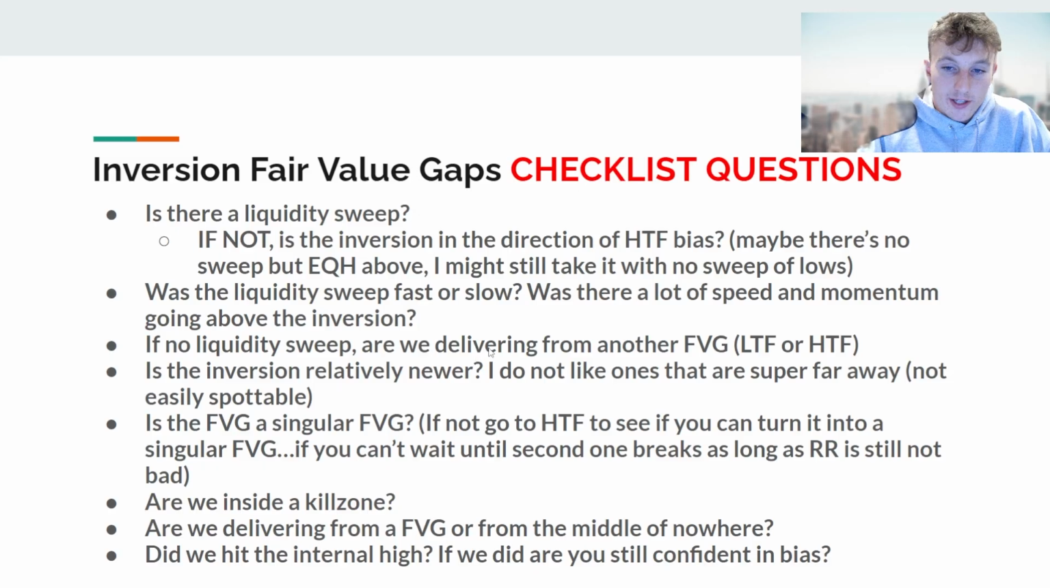If there's no liquidity sweep, are we delivering from another fair value gap, either from a lower time frame or a higher time frame one? Okay. If there's no liquidity sweep, you want to see us delivering from a fair value gap. If we're not delivering from anywhere other than a fair value gap, it's probably not going to be a good inversion. The other one is, is the inversion relatively new?